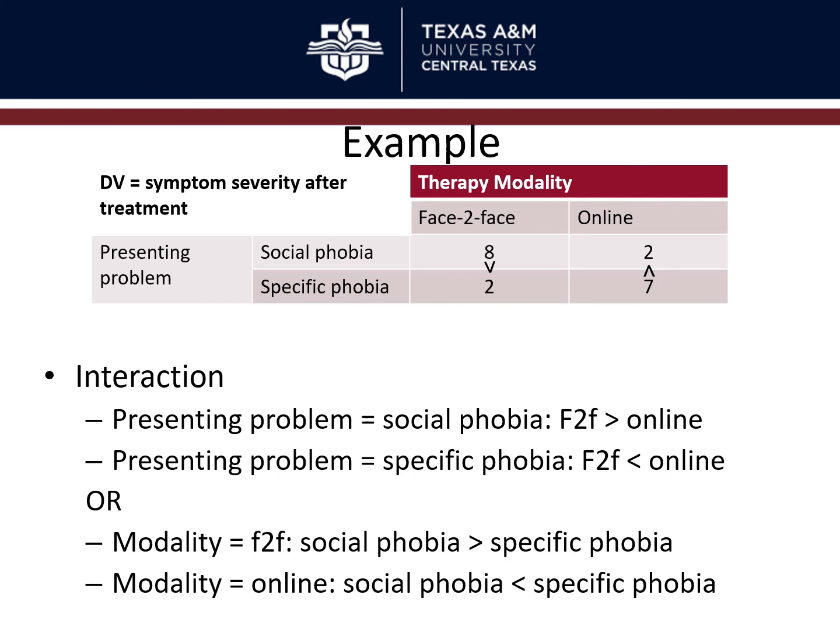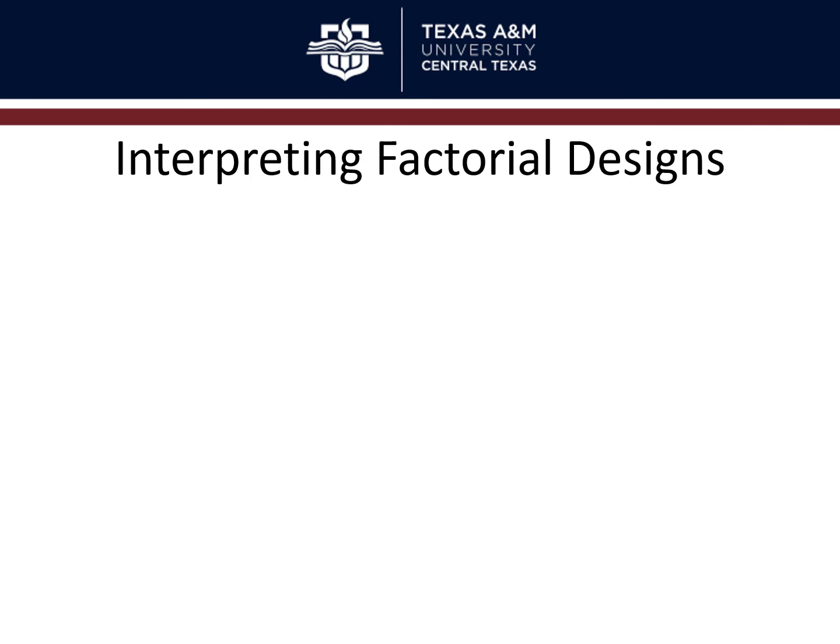Because there's a bigger difference for face-to-face, 8 being different than 2, than for online if it were 7 greater than 5. Okay? So again, anytime the pattern changes when you go across levels of a factor, that suggests the likely presence of a statistically significant interaction. Okay, so when you interpret factorial designs, first you always look at the main effects, right? Was there a main effect of this? Was there a main effect of this?